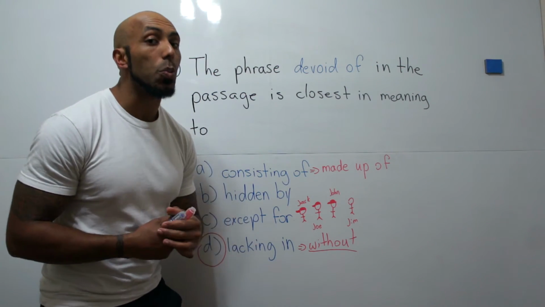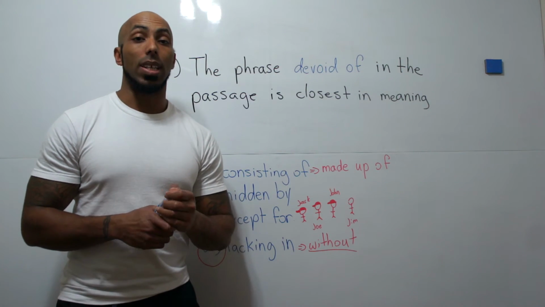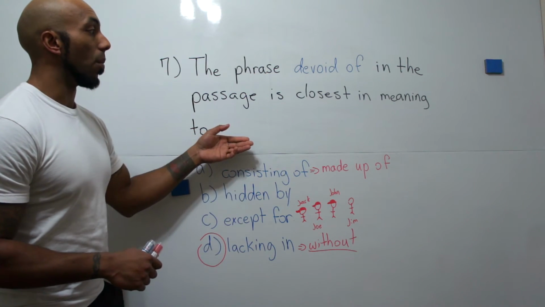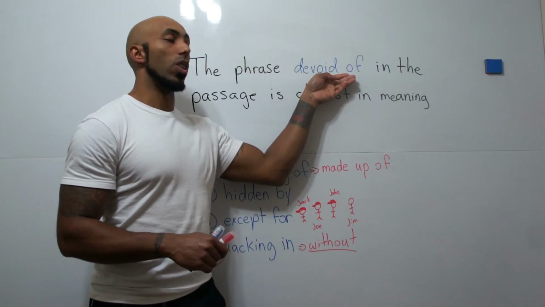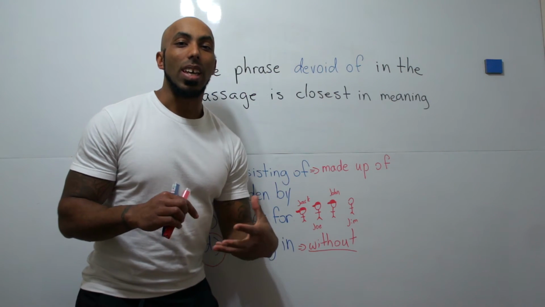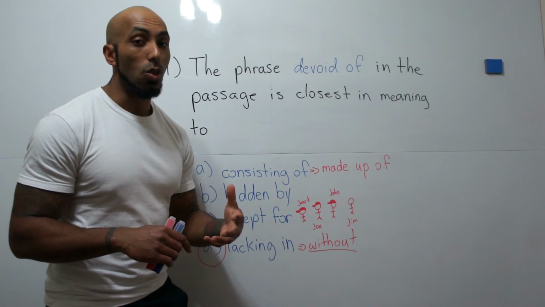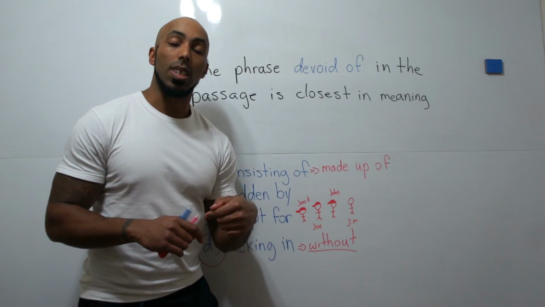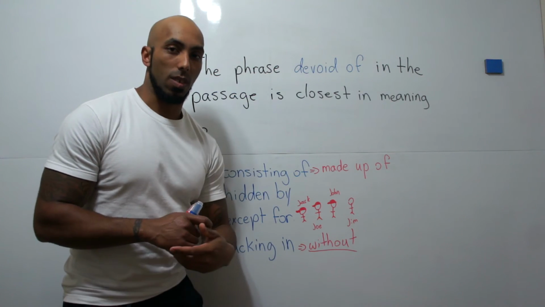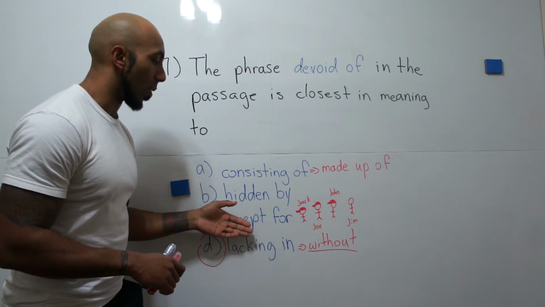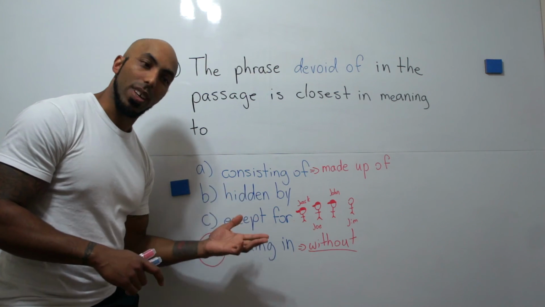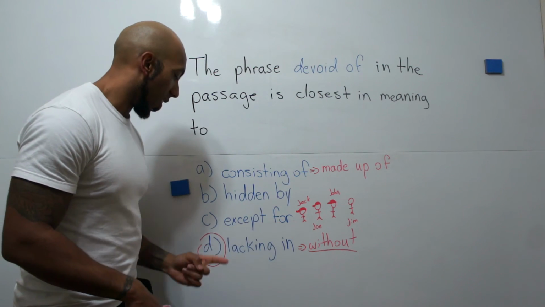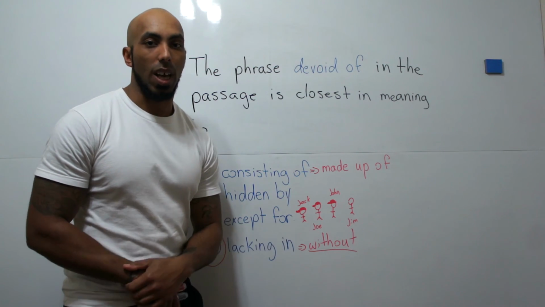So this one was pretty easy, but remember what I did was I looked at all of my choices and saw that none of them were closest in meaning to this word devoid of. They didn't fit in the passage. Another technique you can use to see which one is more appropriate is to plug these into the sentence that this word is being used in. In this case, none of them would make sense except for D, lacking in, which means without.